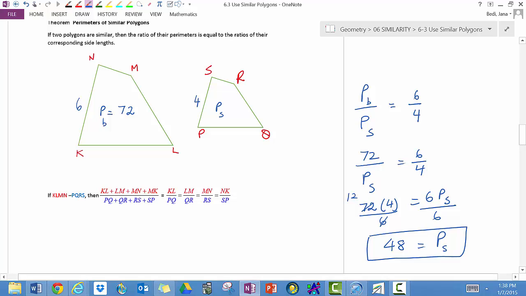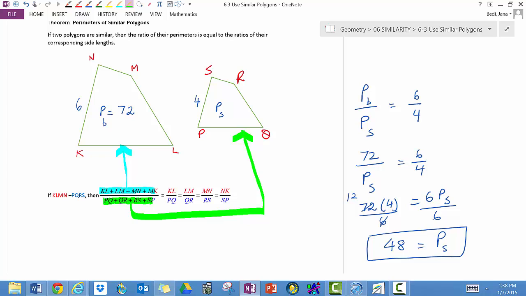And this is basically what this is saying. If you look at the top here, that's the perimeter of that polygon, and if you look at the bottom, that is the perimeter of this one, and the ratio of the perimeters is the same as the ratio of the corresponding sides, and the corresponding sides in this case are KN or SP. So these are the ones we were given, which is 6/4.